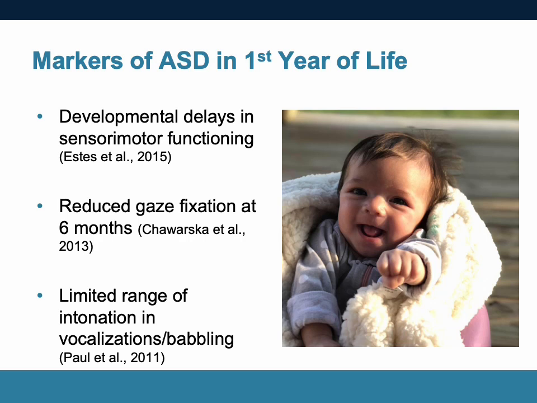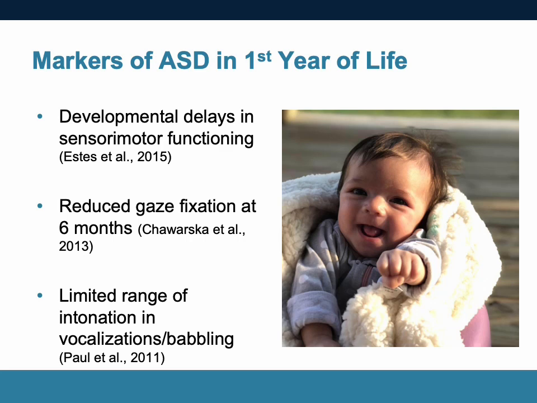So what we know is that early on you see developmental delays in sensory motor functioning. So you could see reflexes being held on too long, for example. We see a reduced gaze fixation at 6 months. In other words, it's very difficult for boys in particular at young ages to maintain their attention to faces, whereas, as we'll talk about in a few minutes, infant girls may actually look at faces too long and have a hard time shifting away, which could be relevant clinically years later.